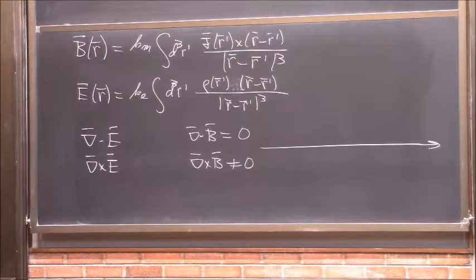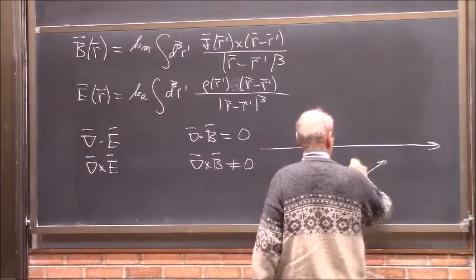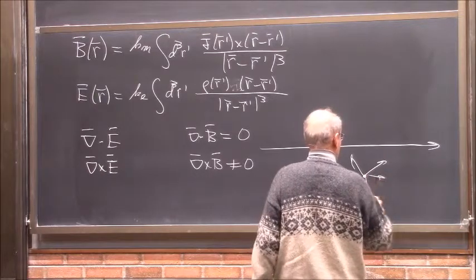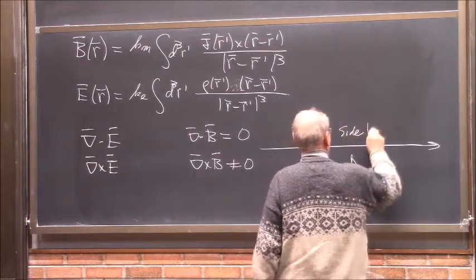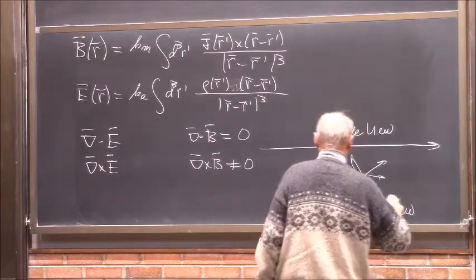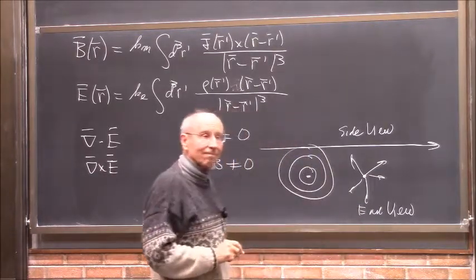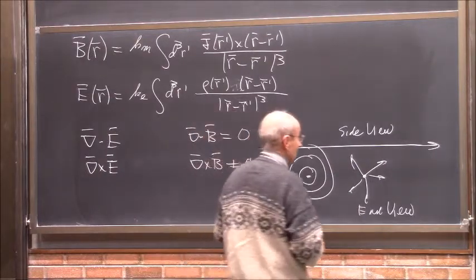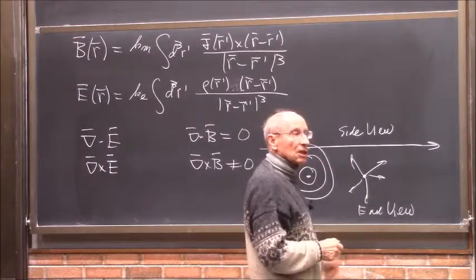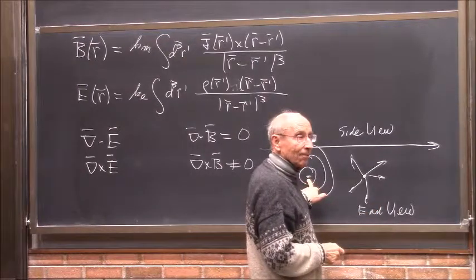Right? So viewed from the end, the two possibilities are this. This is a side view, and this is an end view. The other possibilities are that, right? Now, this is what we had for electricity. Those lines begin and end. This is what we better get for magnetism.